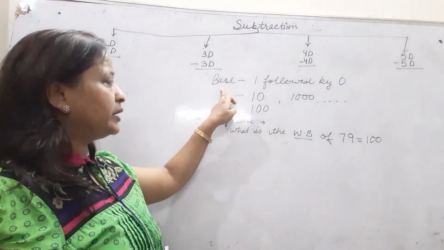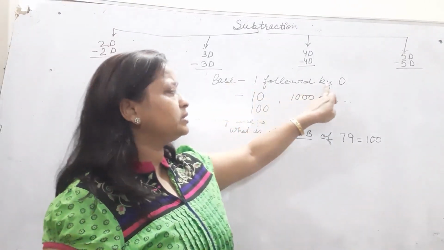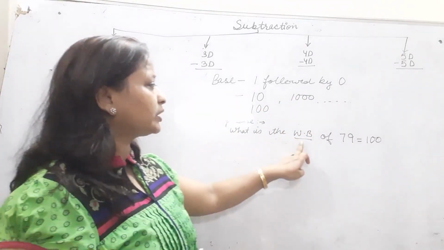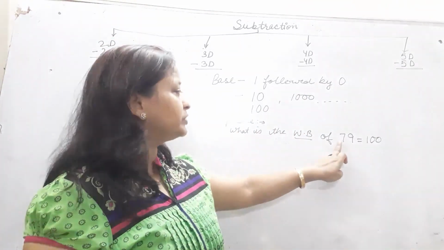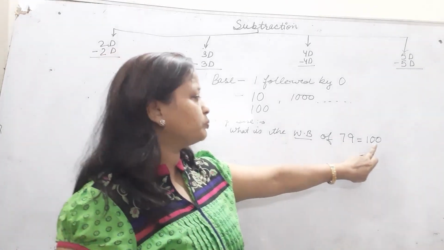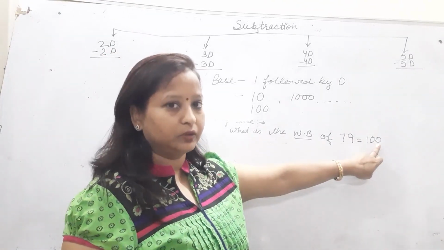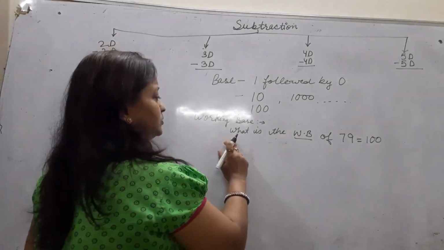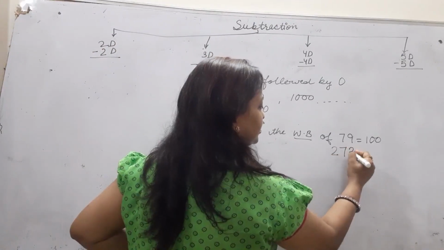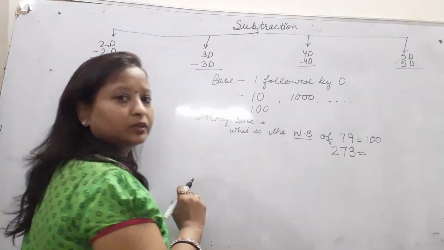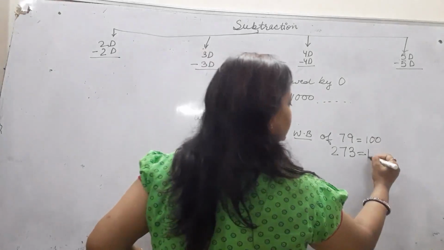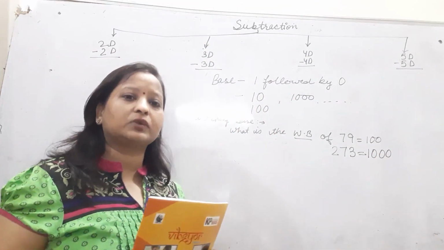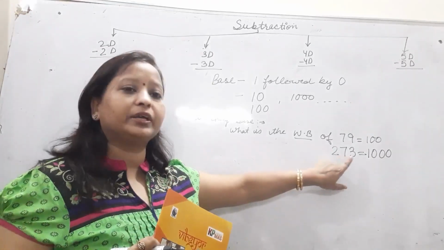What is base? Base means 1 followed by zeros. It is called base. Working base. What is the working base of 79? Number of digit. There are 2 digits. So we put 2 zeros after 1. Now 100 is the working base of 79. What is the working base of 273? How many digits are there? 3 digits. So I put 3 zeros after 1. It becomes 1000. Now 1000 is the working base of 273.